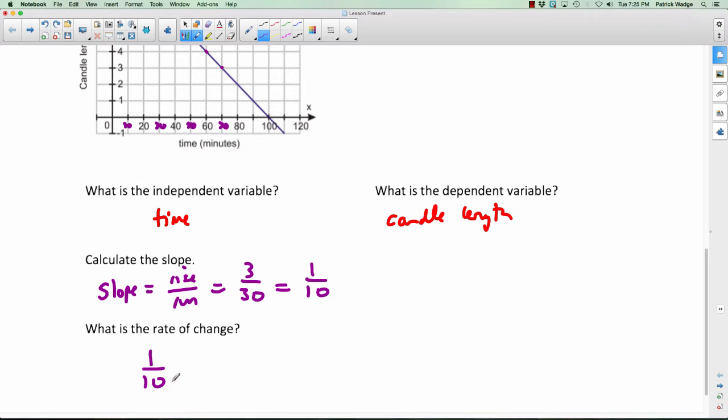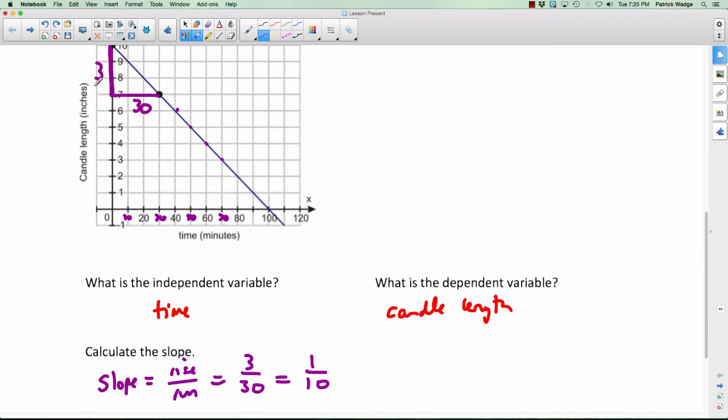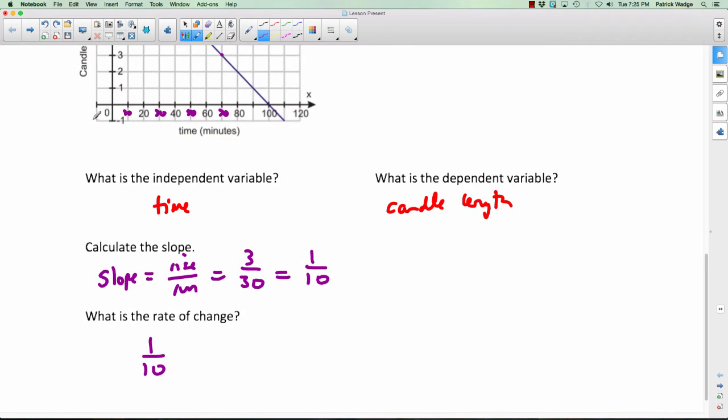But 1 over 10 what? You want to get some units in here. Well, it's 1 over 10 inches per minute. It's always going to be this one over that one. It's going to be dependent over independent. So we've got inches per minute. 1/10 of an inch per minute. Or if you like decimals, that's the same as 0.1 inches per minute.